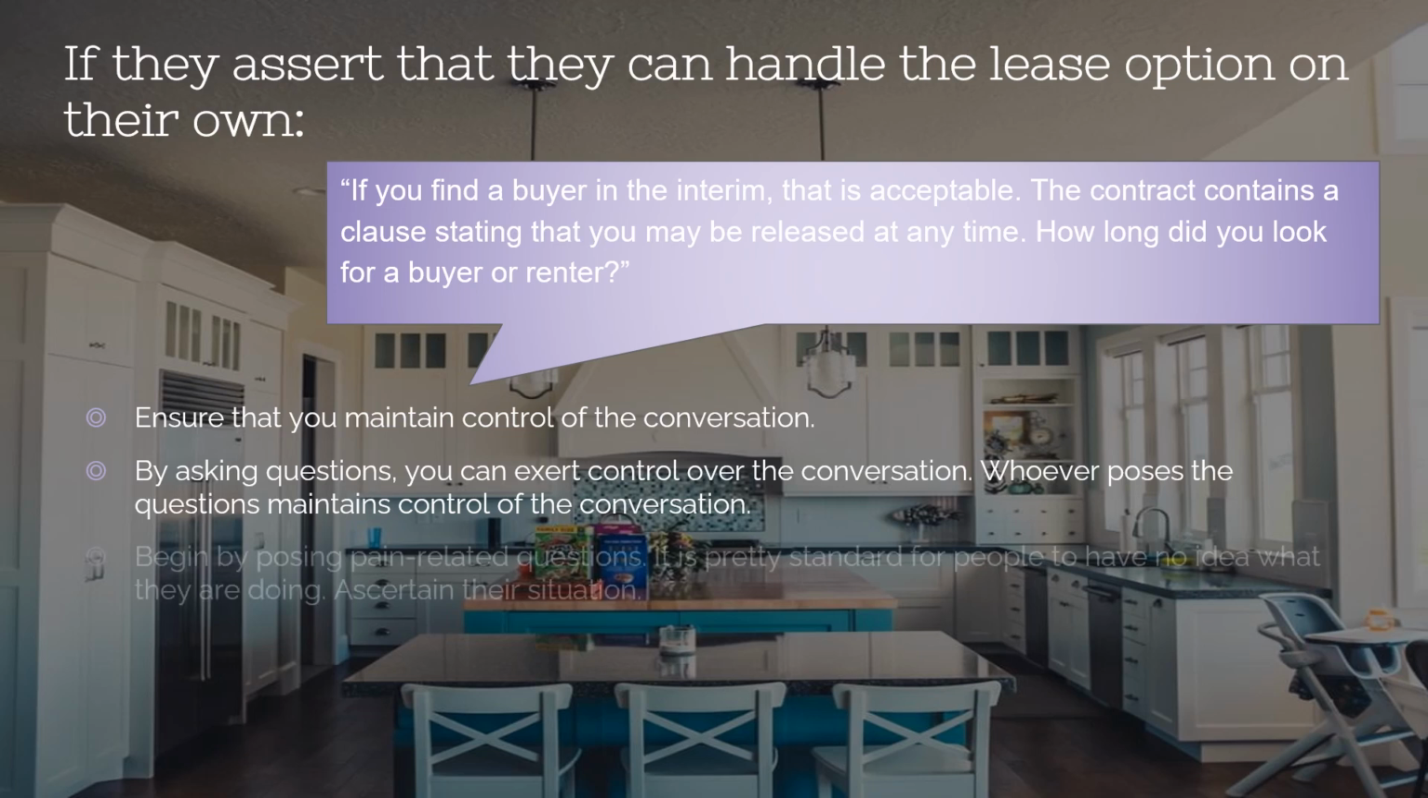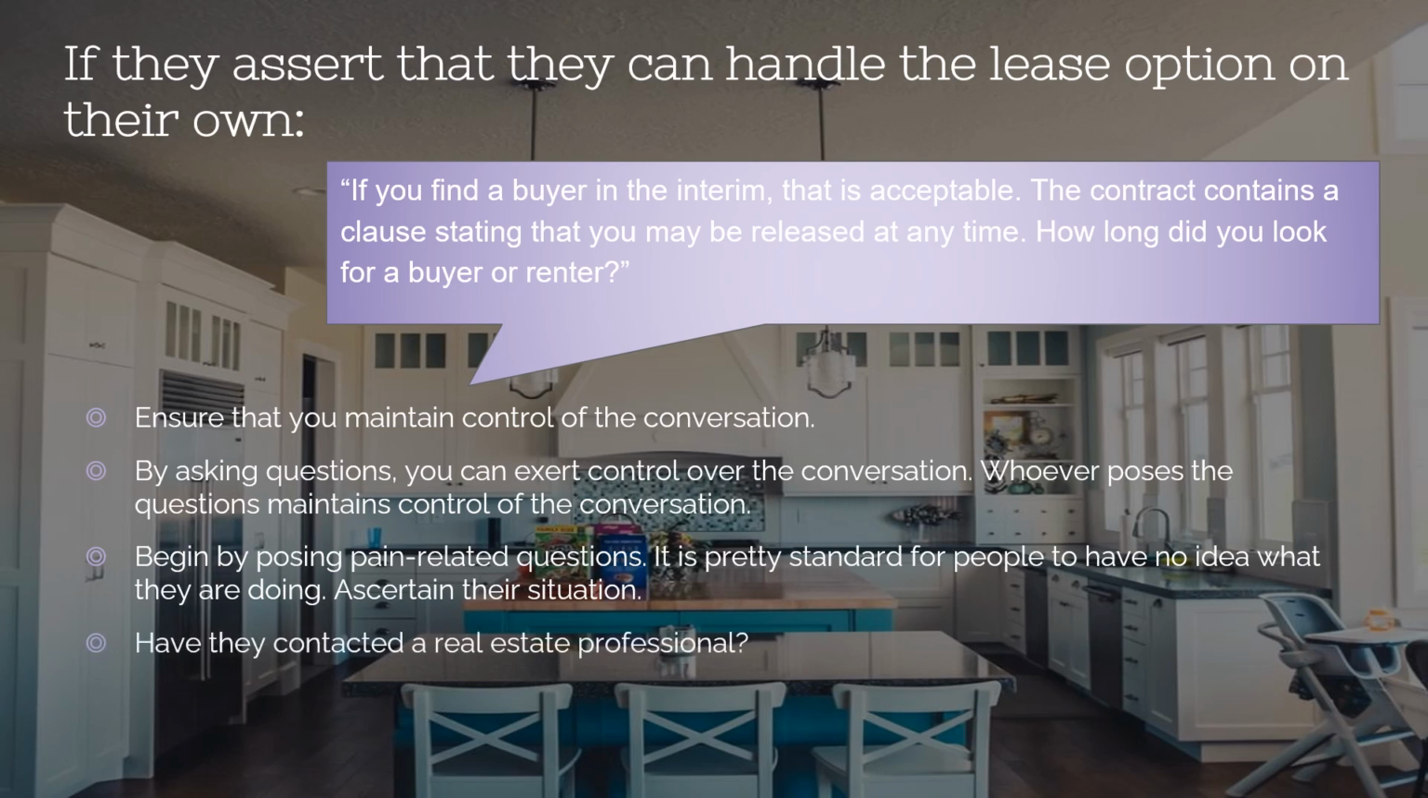Begin by posing pain-related questions. It's pretty standard for people to have no idea what they are doing. Ascertain their situation. Have you contacted a real estate professional? Do you know how much time it takes to sell the property on average in your area?